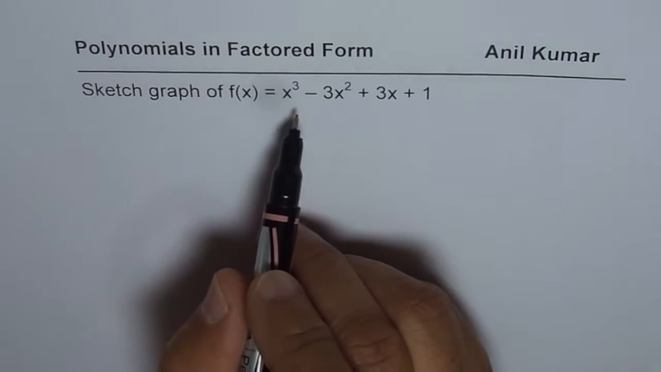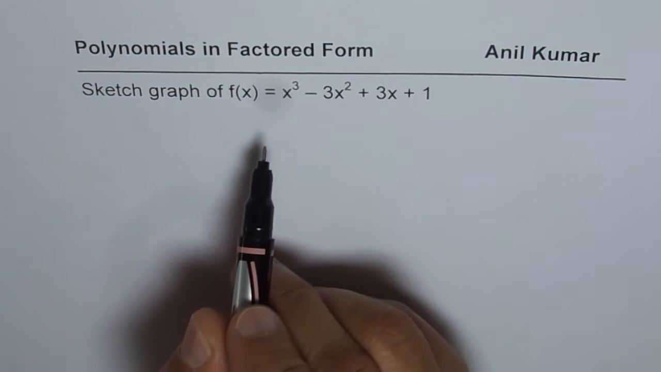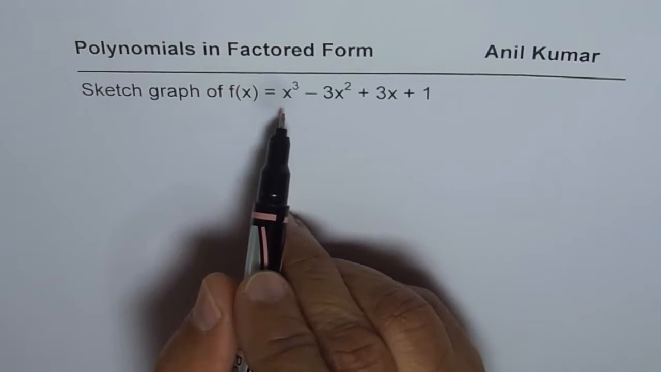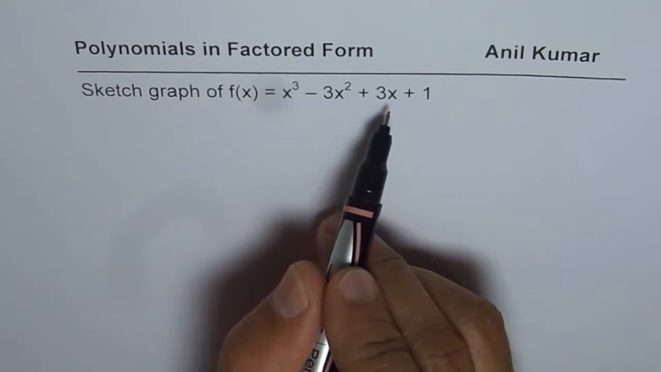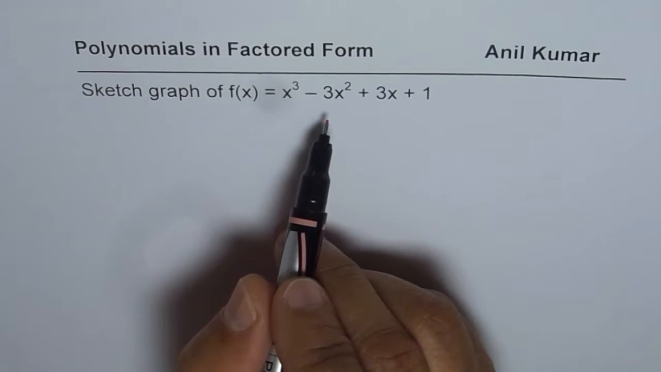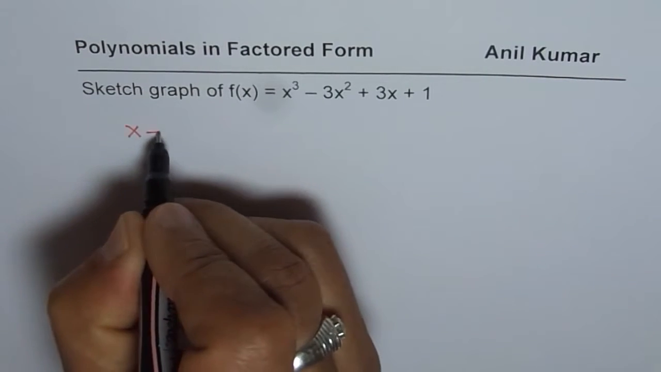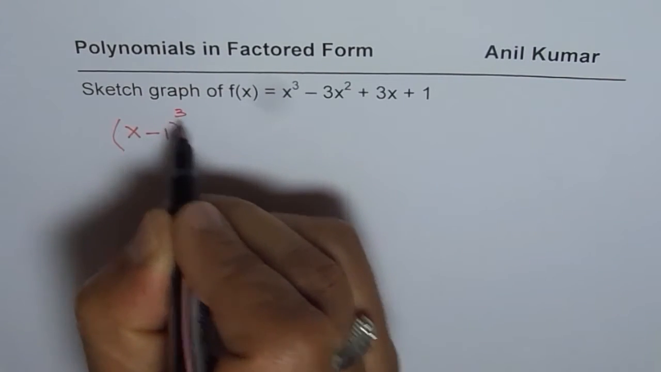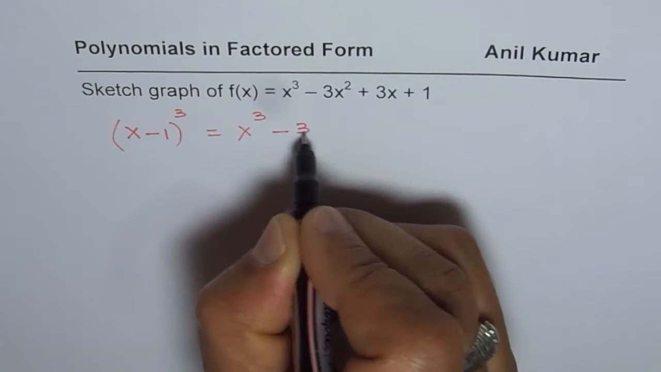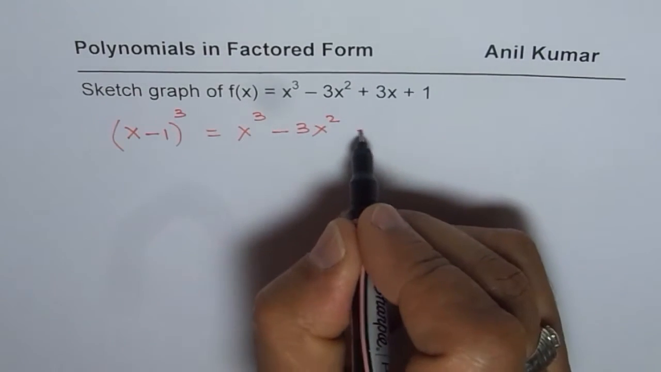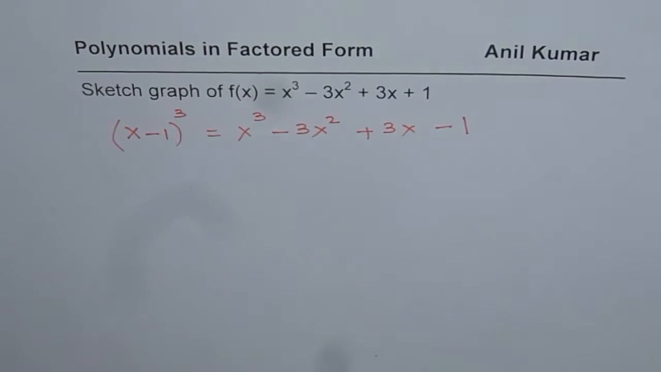We need to sketch this particular polynomial, and as you know, for sketching, factoring is a very important part. But factoring this may be difficult. X cubed minus 3x squared plus 3x plus 1 does remind us of something. Let's look into it. What is x minus 1 whole cube? Now x minus 1 whole cube is x cubed minus 3x squared times 1 plus 3x times 1 minus 1 cube, which is minus 1.